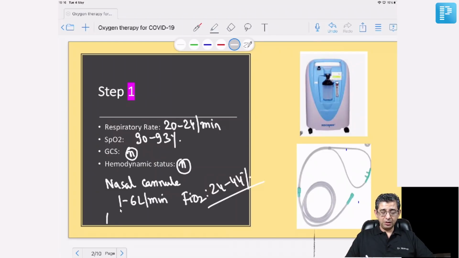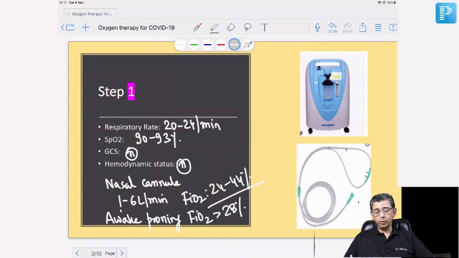And apart from this, I have also taken a separate lecture in which I have explained the concept of awake proning. So you are going to start awake proning in any patient having an oxygen requirement of more than 2 liters per minute. I reiterate my statement. One, would you go in for awake proning? That is when the FiO2 of the patient is more than 28%. I just explained to you the correlation, that is at 1 liter it's going to be 24%, at 2 liters 28. Just keep on adding 4 and you will derive these values.